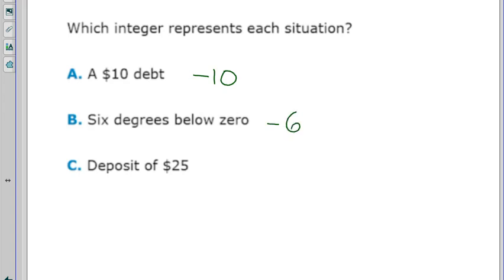Now, if you add $25, you make a deposit. That means you're putting it in the bank. That would be a +25. Now, I could put a plus in front of it for positive, but usually we just don't write anything, and it's assumed to be positive.